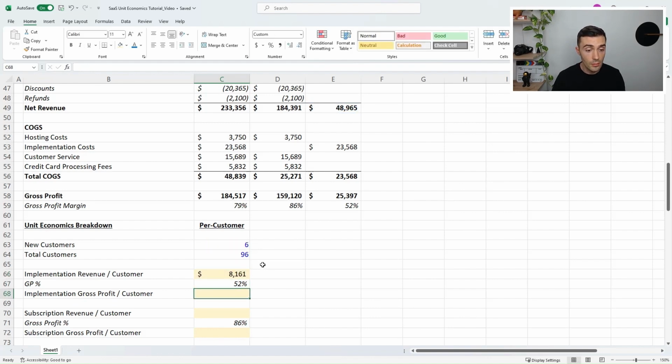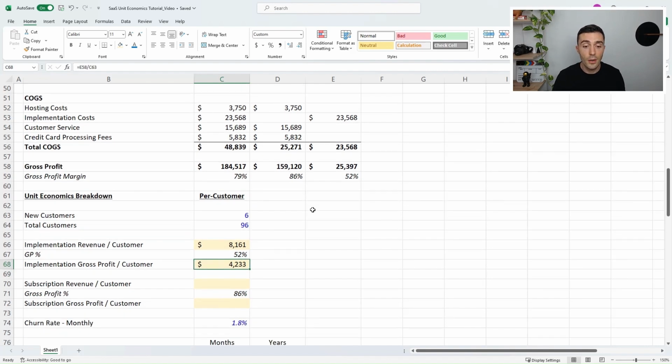Then we know the gross profit was 52%. So we have our gross profit divided by the 6 customers. So that's $4,233 of gross profit, implementation gross profit per customer.